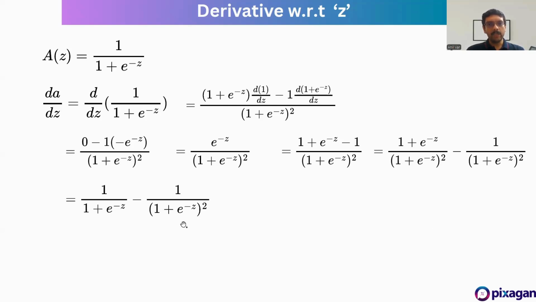Why do we keep it in this form? Well, 1 by 1 plus e to the power of minus Z is a, right? So what does this become? It becomes a minus a square, where a is the output that the sigmoid function gives you. And so what are you left with? You're left with a times 1 minus a, right? Or a minus a square.